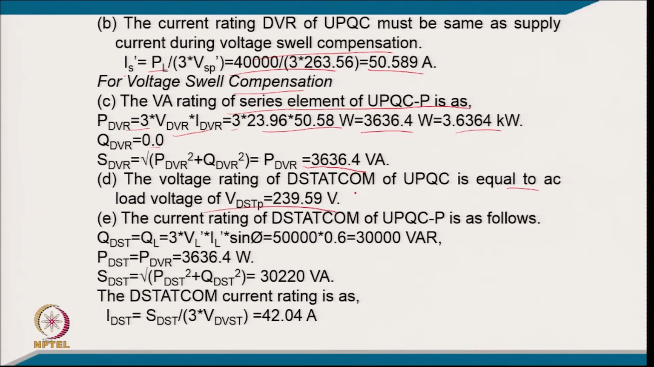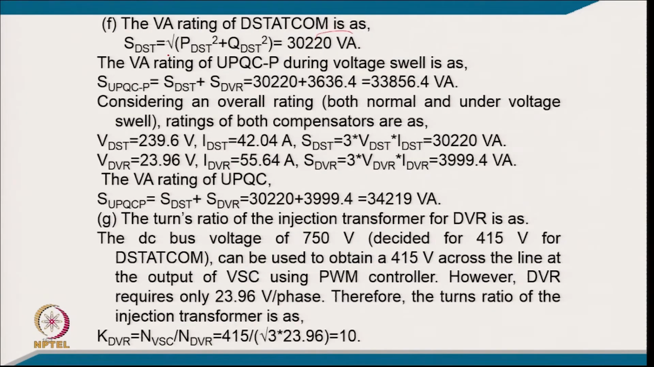So, it comes to 239.59, and the current rating of the D-STATCOM for UPQC P is the same, the VA rating is the same; the reactive power is that of the load, and the active power is the same as the DVR, 36.4, and S under root of P square plus Q square. So, it comes to 30.22 kVA, and from this we can calculate the current rating of the D-STATCOM, it comes to 42.04 ampere. So, the VA rating of the D-STATCOM is S D under root P square plus Q square.